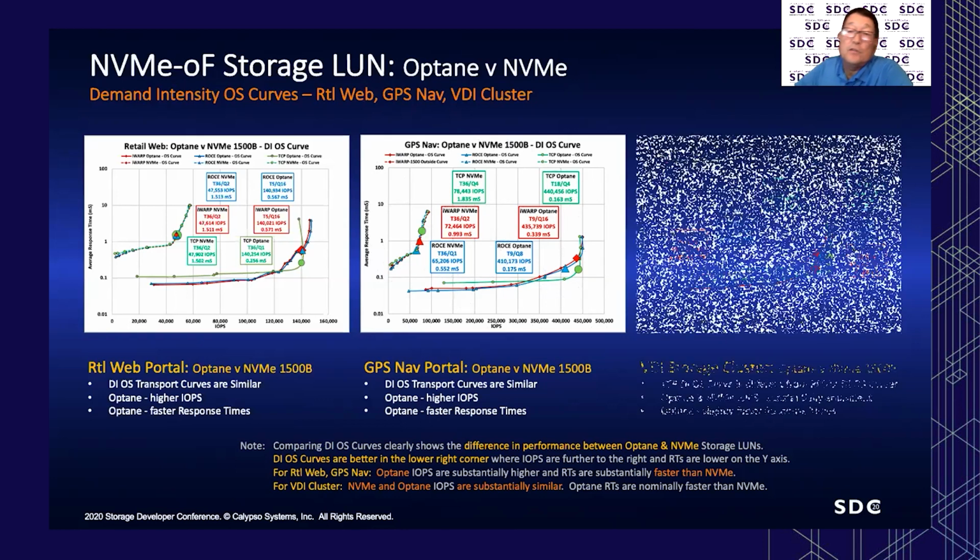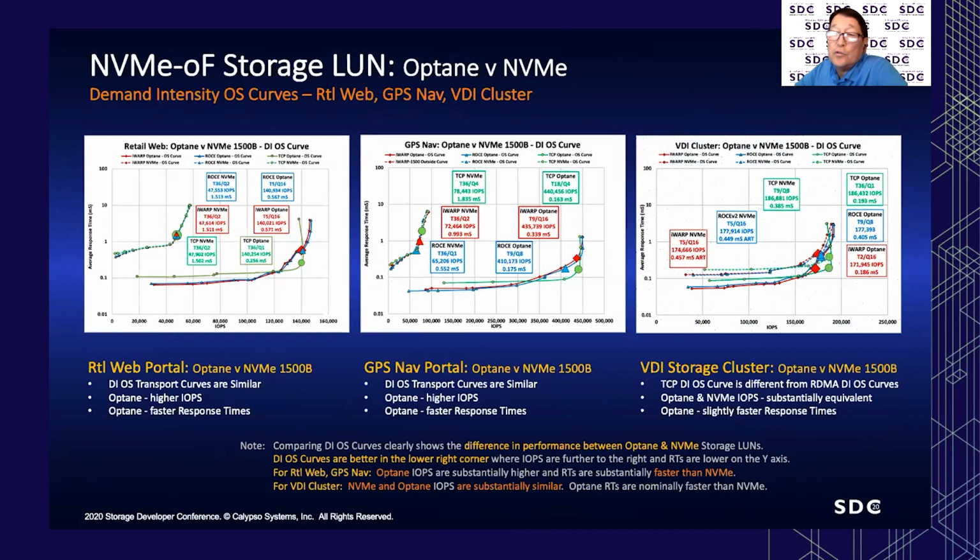And then finally, looking at the VDI storage cluster, all of the IOPS and all the transports converge around the 175,000 IOPS range, which means that both the Optane and NVMe are processing the VDI storage cluster workloads in equivalent number of IOPS, but the NVMe has a little bit slower response times than the Optane.